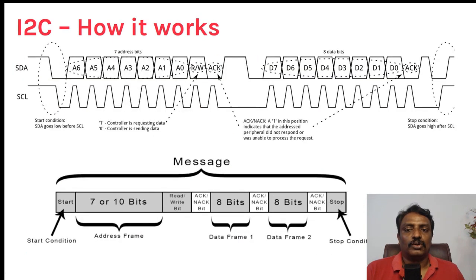Once the start condition is there, the master will send the address. For example, if it wants to transmit data to the slave, it first sends the address of the slave, then waits for the acknowledgement, and then sends the data. This acknowledgement bit will be controlled by the slave.